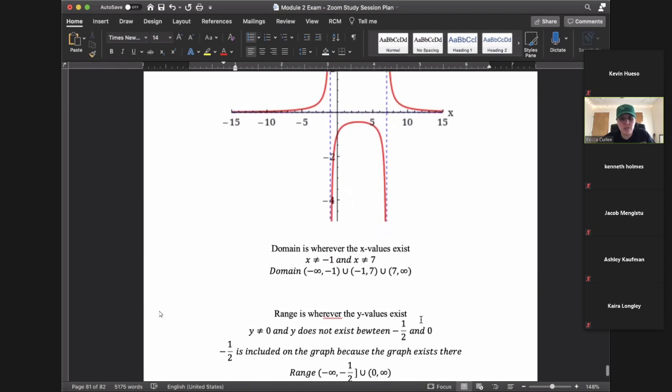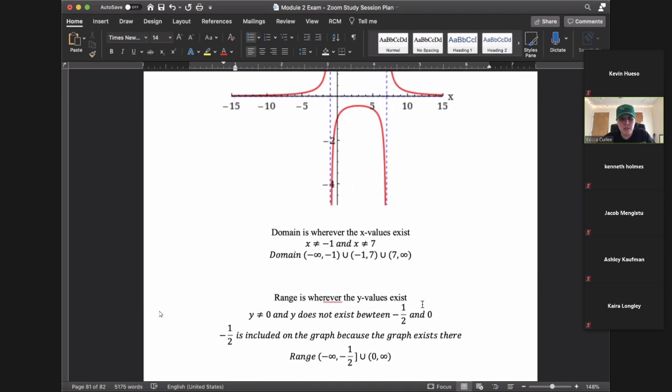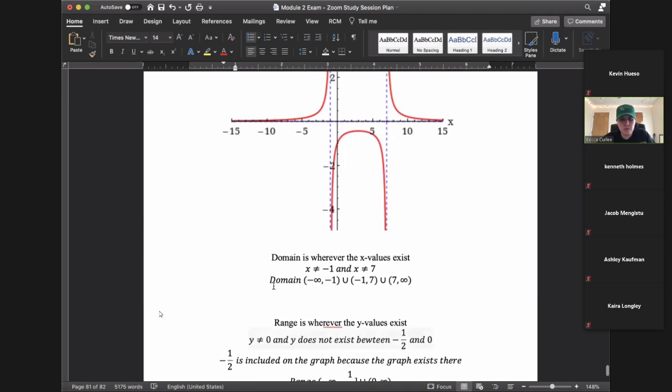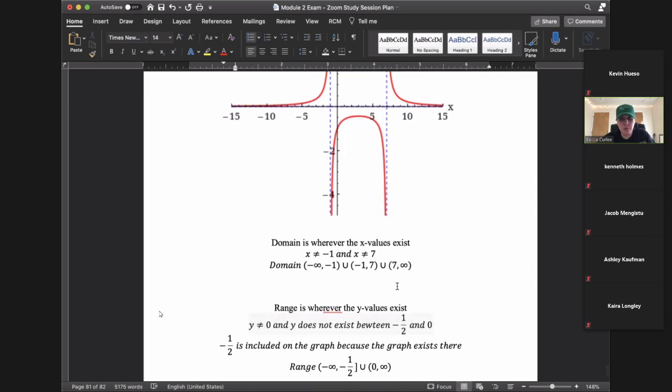The range is wherever the y values exist. So y cannot equal 0. That's our horizontal asymptote. And y does not exist between -1/2 and 0. We've got about -1/2 right here and 0. The graph does not exist here because there are no y values for any of these. But -1/2 is included on the graph because the graph exists there.